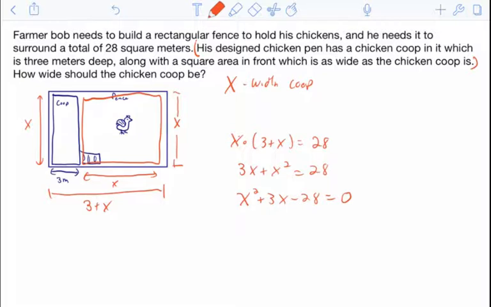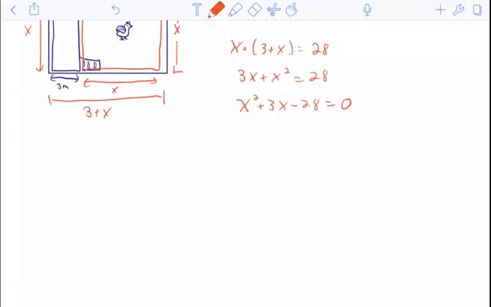The width of the chicken coop needs to solve this equation. This equation tells me what the width of the chicken coop needs to be. So let's put it in the quadratic formula. Essentially, I'm looking for the solution of a quadratic equation when it equals 0. That means I can use the quadratic formula. A is equal to 1, b is equal to 3, c is equal to minus 28.